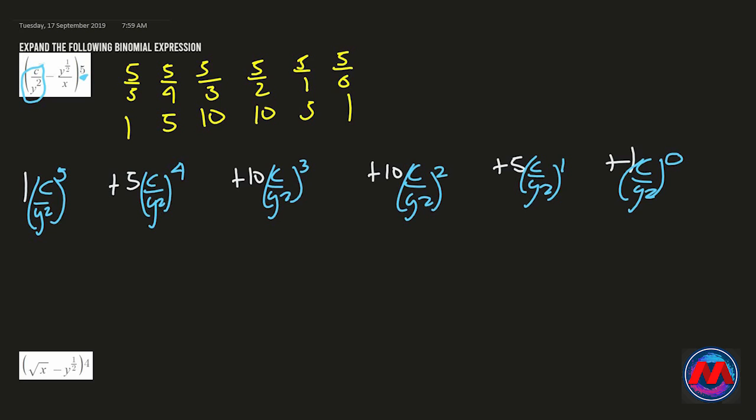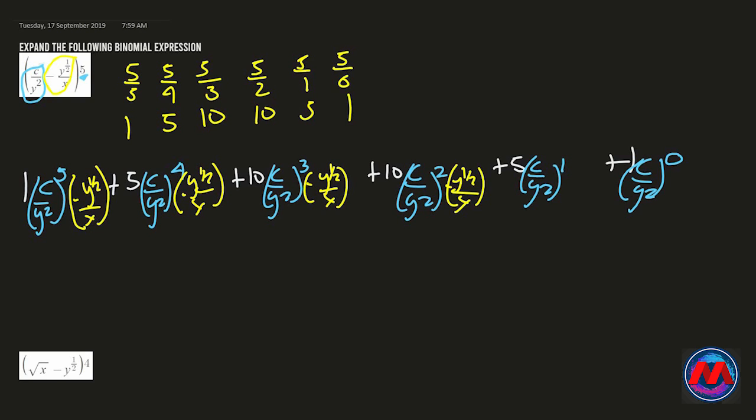Yung second term naman, which is ito, negative. Guys, include that. That's negative y raised to 1/2 over x. Isulat natin ito para sa bawat term, six times. Yun. So, ganun talaga kahaba, guys.